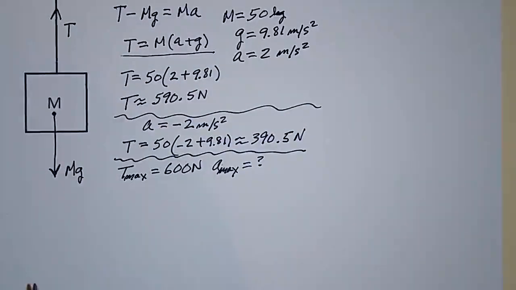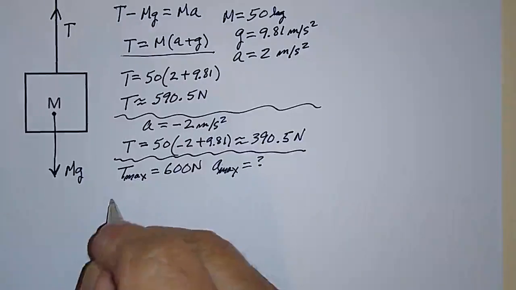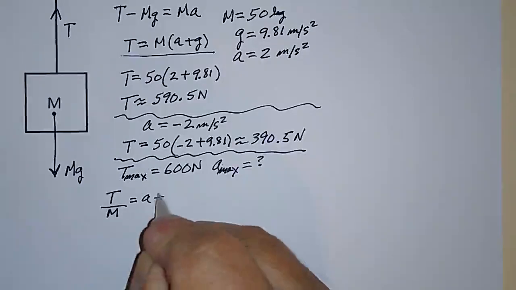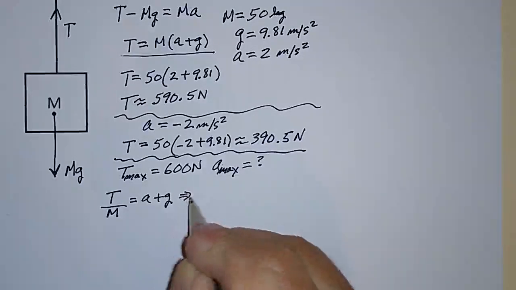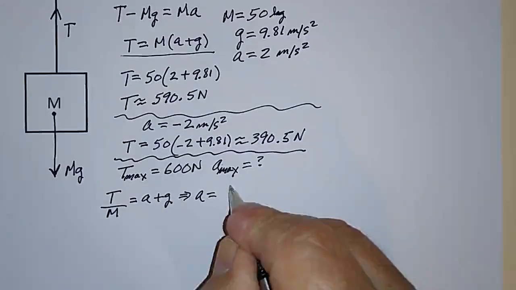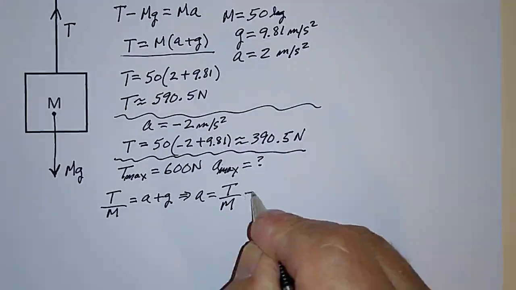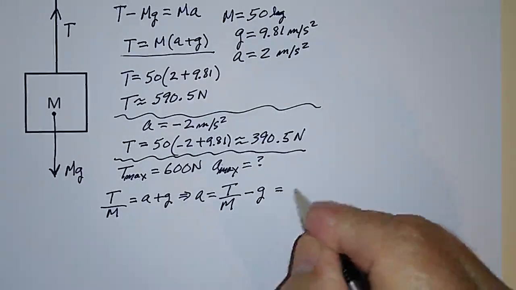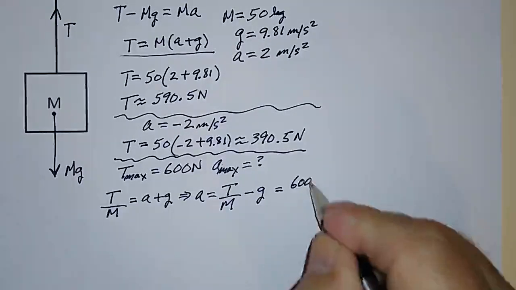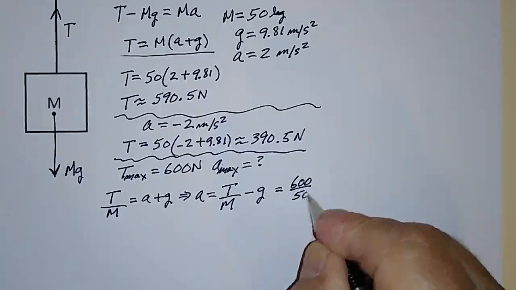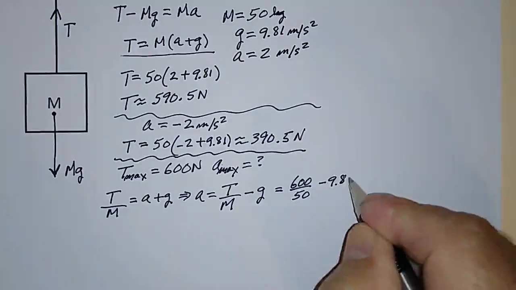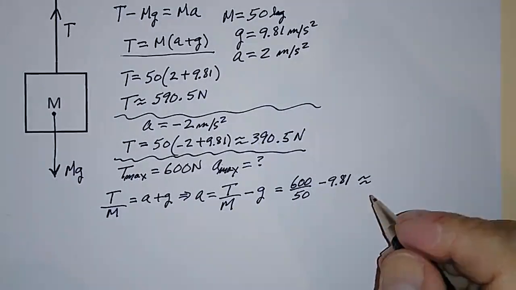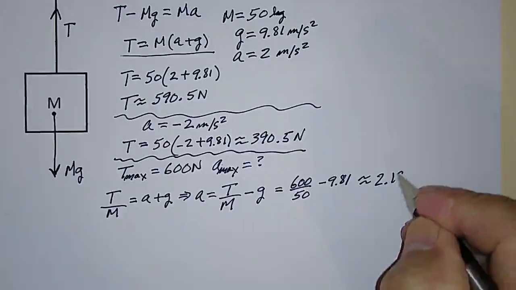So looking at this equation right here, I can write this as T over M is equal to A plus G, and that means then that A is equal to T over M minus G. If I plug in the numbers for that, 600 newtons is the maximum, and the mass is 50, minus 9.81 meters per second squared, and that works out to be 2.19 meters per second squared.